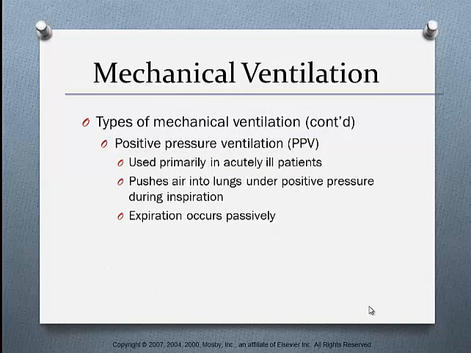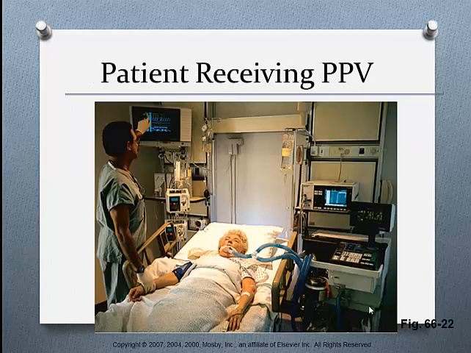Positive pressure ventilation. It's used primarily in acutely ill patients. It pushes air into the lungs under positive pressure during inspiration, and expiration occurs passively. Now, this is a patient who is intubated and on a mechanical ventilator. Here's a patient that's getting positive pressure ventilation. Again, positive pressure ventilation, we're forcing the air in, and it's much easier to use. It makes it so we can assess our patients completely.